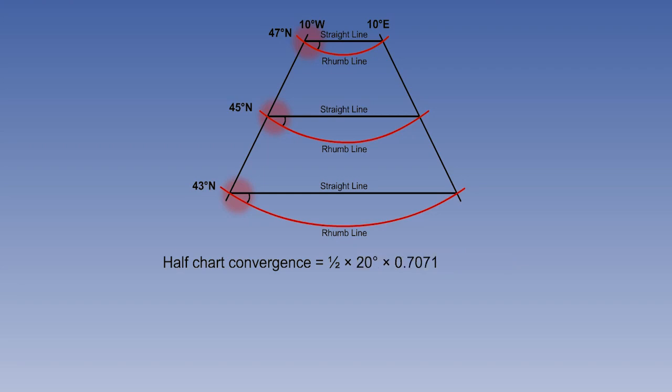So let's now calculate it. The change of longitude is 20 degrees, and the sine of 45 degrees is 0.7071, which comes to 7.071 degrees in all three cases.